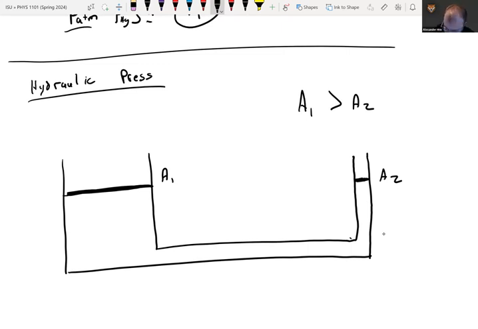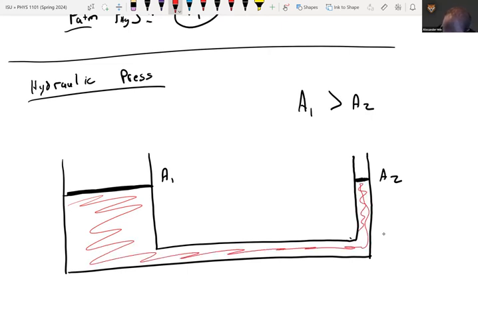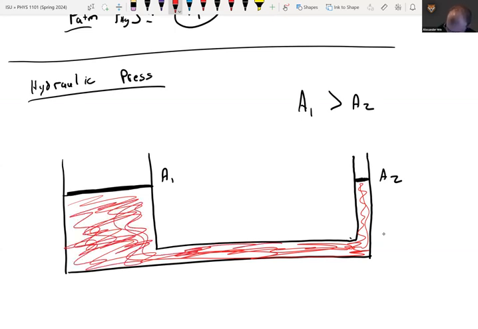Now, what you end up doing is filling this with oil. Usually it's oil, but you can use any fluid. Oil is typically used because it doesn't corrode anything. So that's why hydraulic presses typically use oil, but you could use water. Water would work just as well.